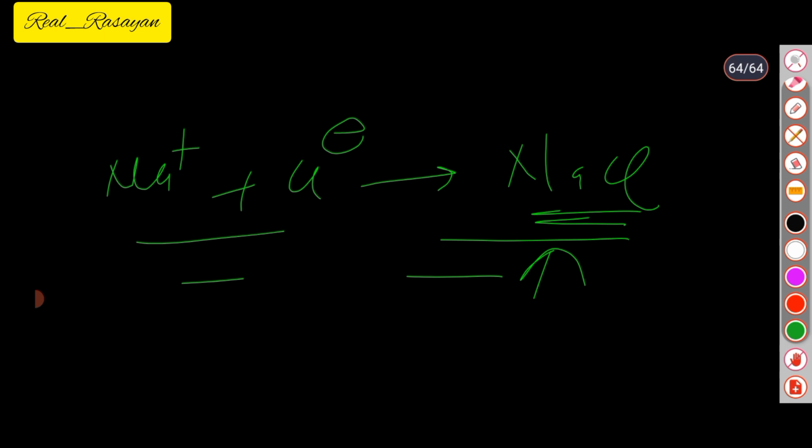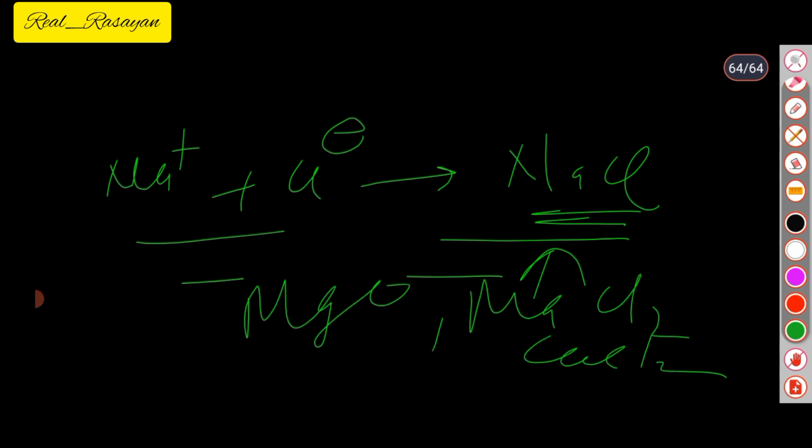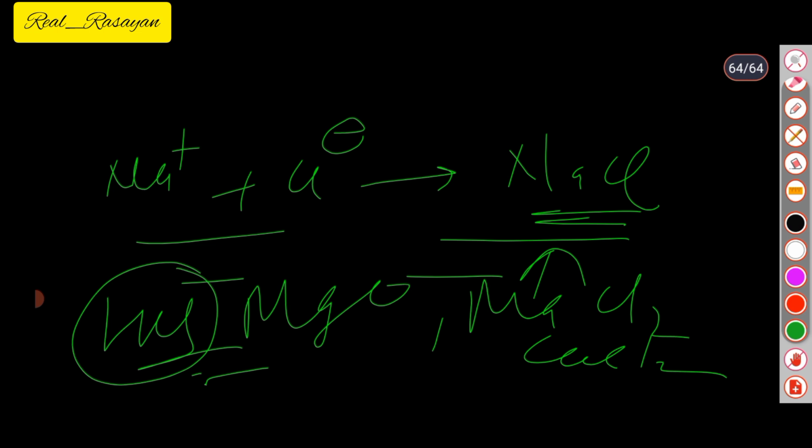So you can practice MgO, MgCl2, CaCl2 and HCl. And you must remember this HCl is covalent as well as ionic. So what is a covalent compound? There is a mutual sharing of valence electrons to complete their octet and form the bond, that is covalent bond.